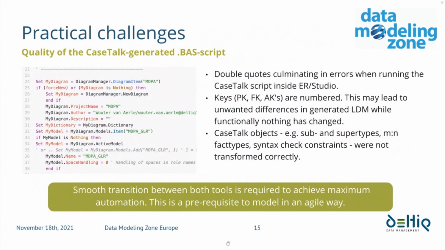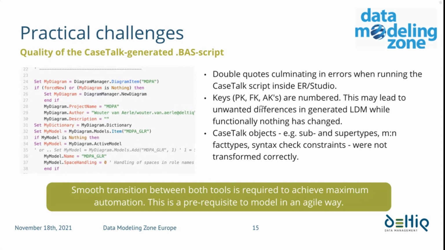So obviously, as I said before, it's imperative, I should say, that this modeling pipeline runs as smoothly as possible. And one of the things we experienced along the way is that the quality of the BAS script, the Visual Basic script, which is generated from CaseTalk, obviously determines whether or not that model deploys well within ER Studio. And to give you some idea, this is a rather random sample from the VBA script, which is generated from CaseTalk.